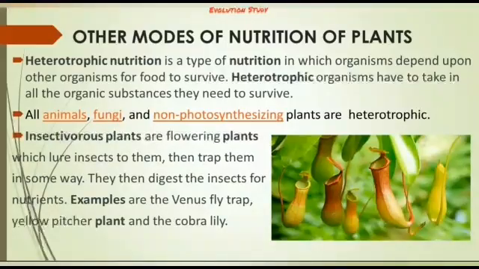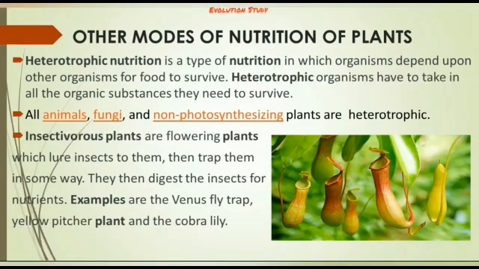Other modes of nutrition of plants. Heterotrophic nutrition is a type of nutrition in which organisms depend upon other organisms for food to survive. Heterotrophic organisms have to take in all the organic substances they need to survive. All animals, fungi and non-photosynthesizing plants are heterotrophic.